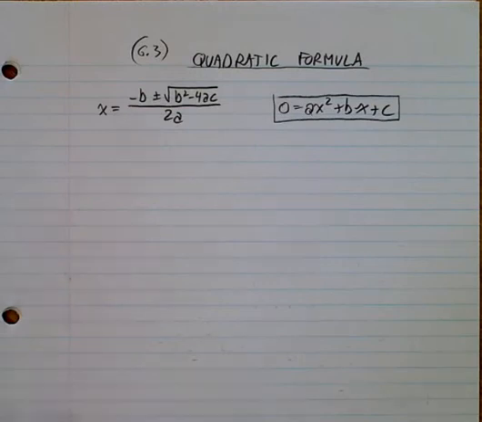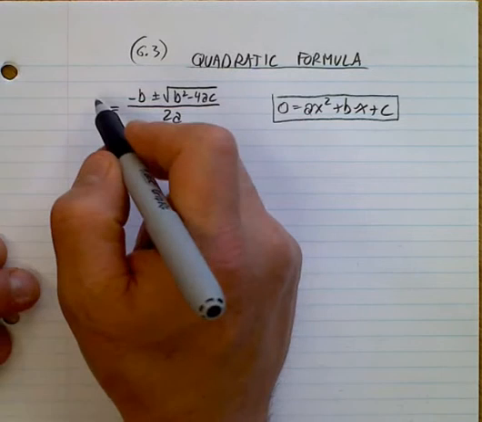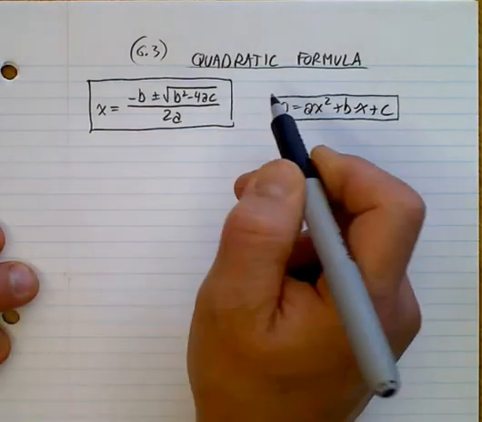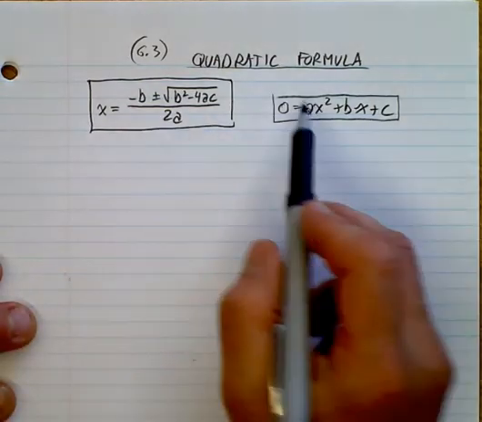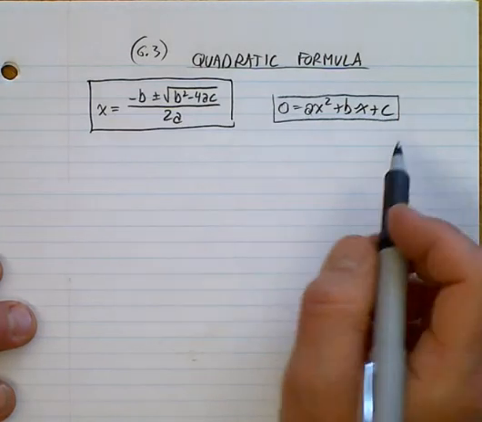Okay, here we're going to go with section 6.3 called the quadratic formula. Okay, just gave you the formula right off the bat here. This is to find the x values, the x-intercepts, the roots, the solutions, the zeros, whatever you want to call them, of these quadratic functions. Okay, the parabolas.